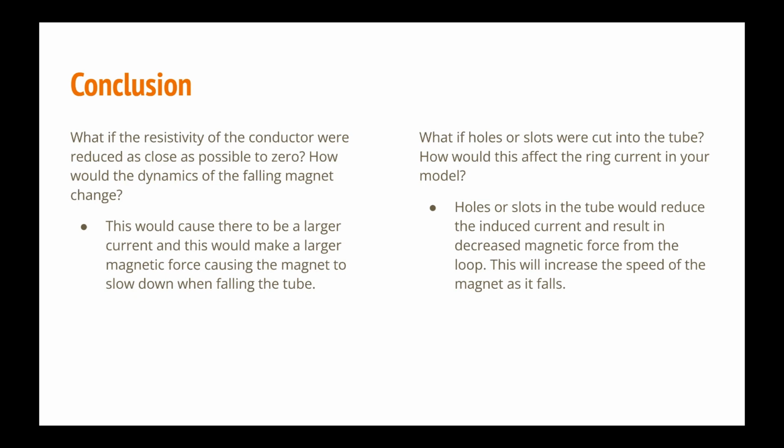How can the dynamics of the falling magnet change? This would cause there to be a larger current, and this would make a larger magnetic force, causing the magnet to slow down as it falls in the tube.